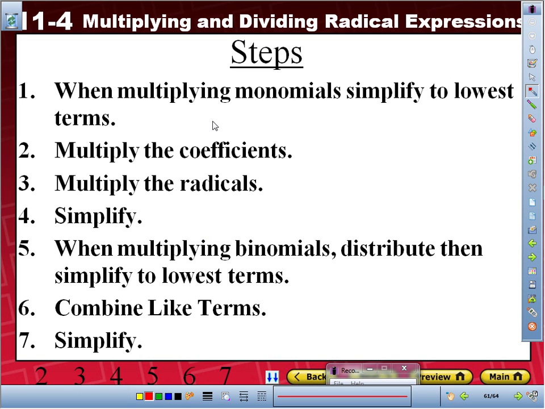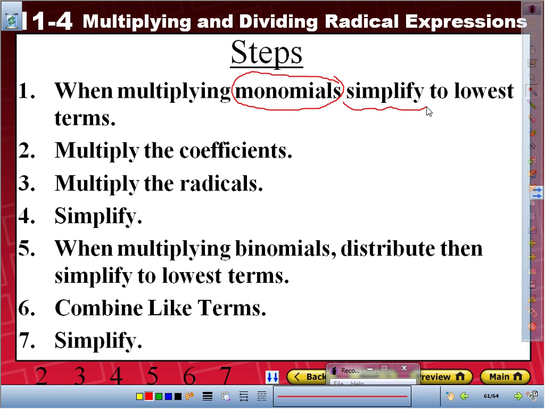Here we go. For step one, when multiplying monomials, I want you to circle the word monomials. Underline the word simplify. From there, we're going to multiply the coefficients. From there, we're going to multiply the radicals. And at the end, we simplify once again.